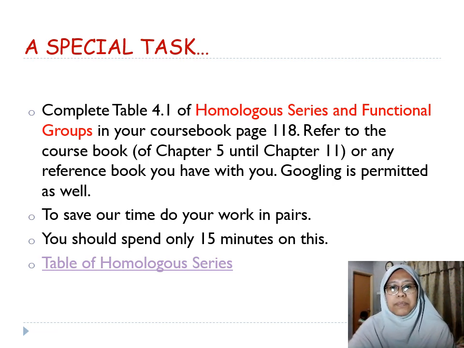For example, chapter 6 is for arene, aromatic compounds. Chapter 11 is for amine or amide. So browse through all the pages, and at the beginning part of every chapter, you are going to get the information. Or you can even use any reference book that you have with you. And you can also Google if you know how to Google.